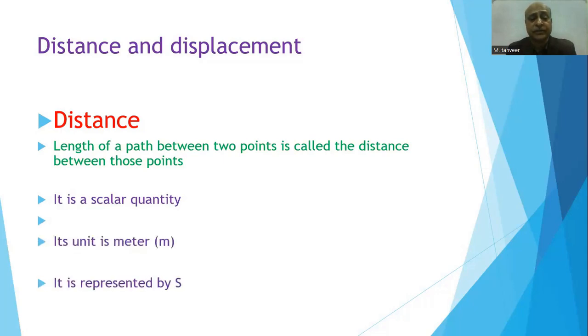Distance is a scalar quantity. It is measured in meter. It is represented by S. This is the distance between 2 points.